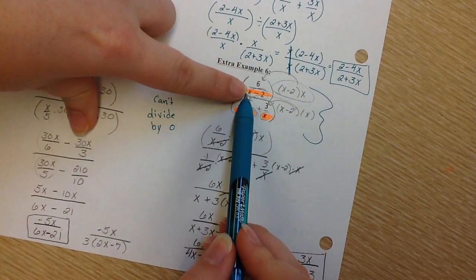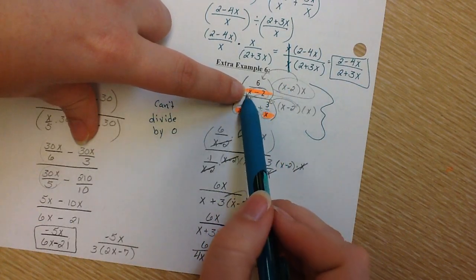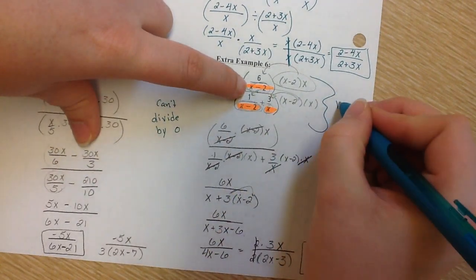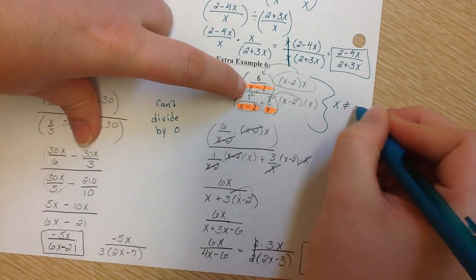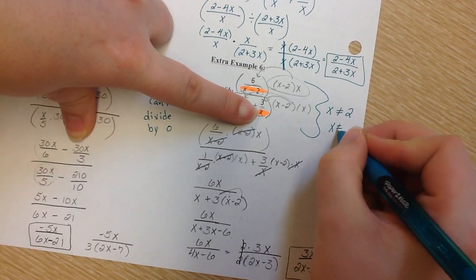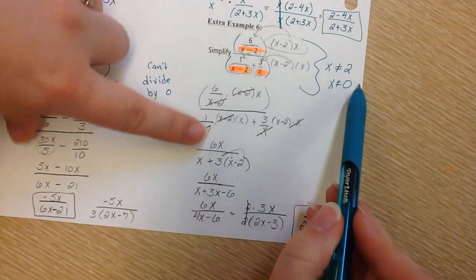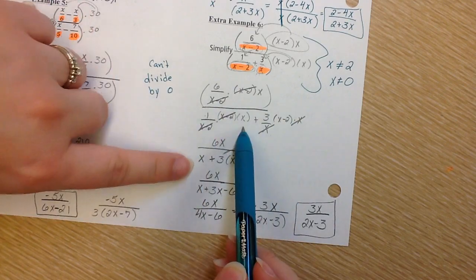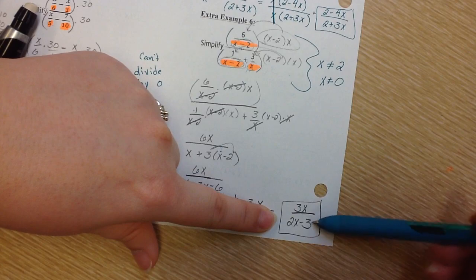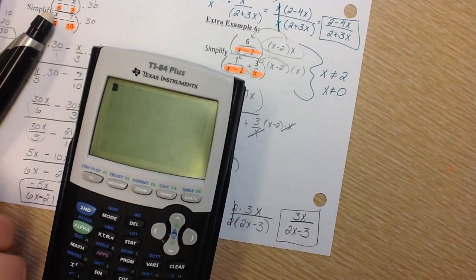x couldn't be 2. Because if it was 2, I'd have 2 minus 2 would give me 0. So I look at my denominators of this original problem, and I can see here that x can't be 2, so I could say x can't be 2, but also x couldn't be 0. Back in this original problem, x couldn't be 2 and x couldn't be 0. Hey, but through the simplification process, we get to here, well, in this one, x could be 2. I can put a 2 in there.